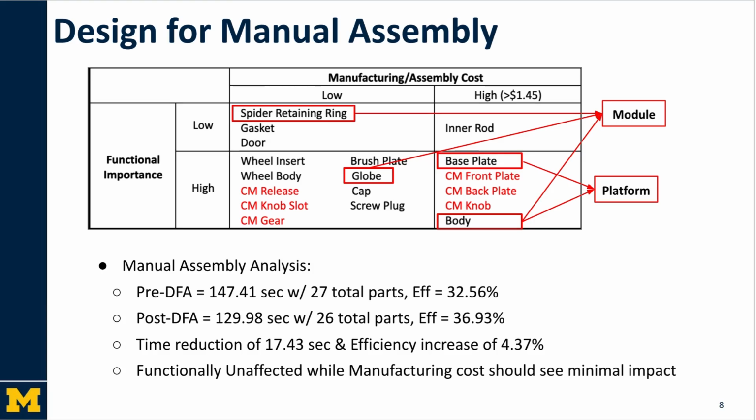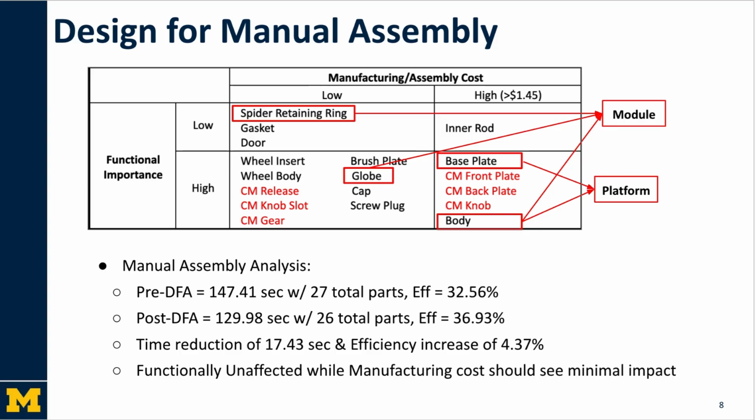The initial assembly analysis of the primary product variant, meant for businesses, showed a total time of 147.41 seconds and an efficiency of 32.56%. The two time-intensive steps identified were the baseplate and body attachment, which are of high functional importance given how they form the main structure and hold the coins, and are also of high cost due to them being die-cast parts. The globe and retaining ring assembly, which secures candy and helps maintain candy freshness, is of moderate to high importance but low to moderate cost.